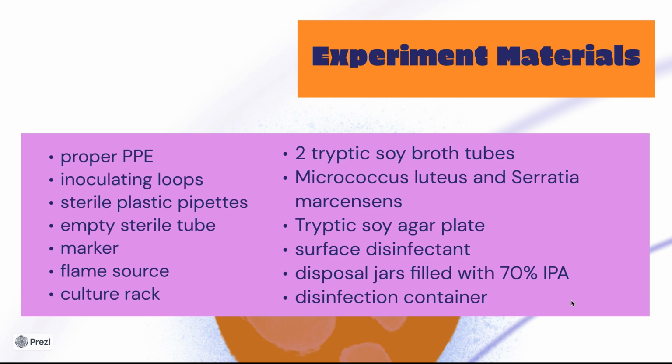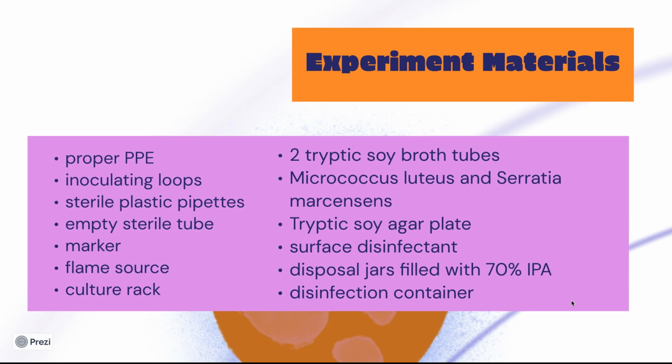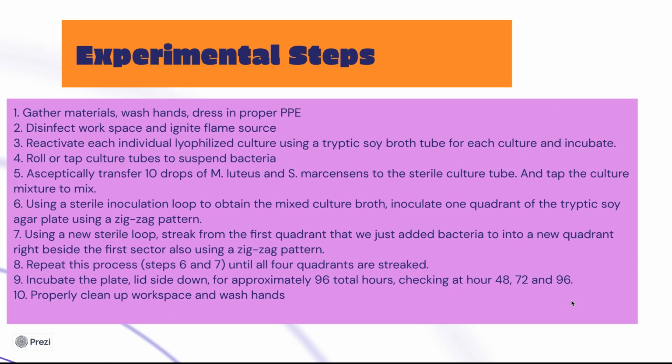You'll also need a culture rack, 2 tryptic soy broth tubes, your micrococcus and your serratia. You'll end up needing to reactivate those, but you'll need those. You'll also need your tryptic soy agar plate, a surface disinfectant, disposal jars filled with 70% IPA, and a disinfection container. All right, so as far as the steps go, the very first one is we're going to gather all of our materials, wash our hands, and dress in our proper PPE. This is pretty much how we start any of our microbial lab experiments.